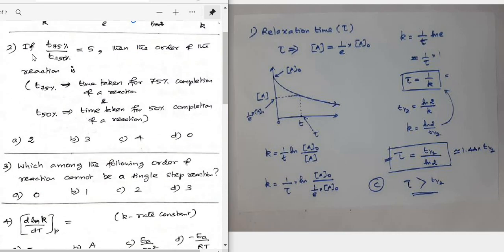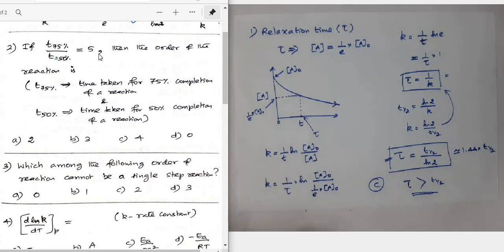Question number 2. If T 75% by T 50% equals 5, then the order of the reaction is, where T 75 is the time taken for 75% completion of a reaction, and T 50% is the time taken for 50% completion, that is half-life. So the ratio of time for 75% completion to time for 50% completion is equal to 5 for a particular reaction. If it is so, what will be the order of the reaction?